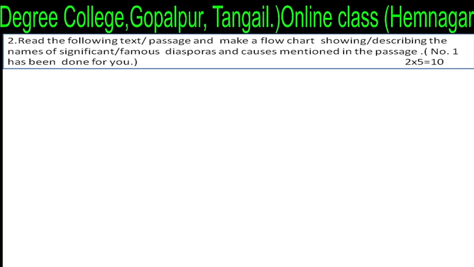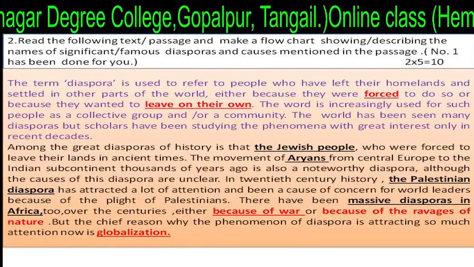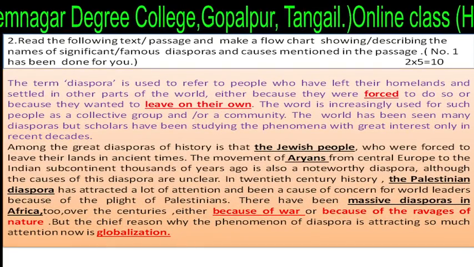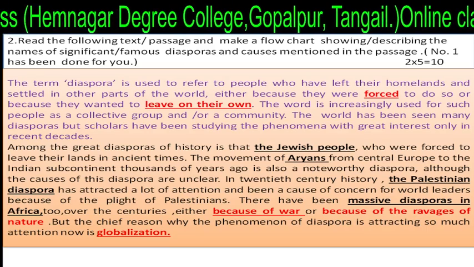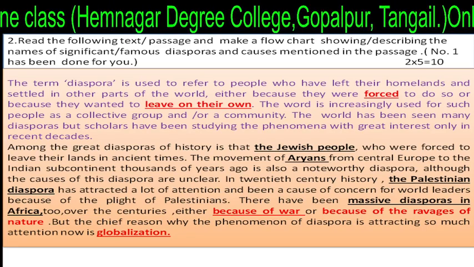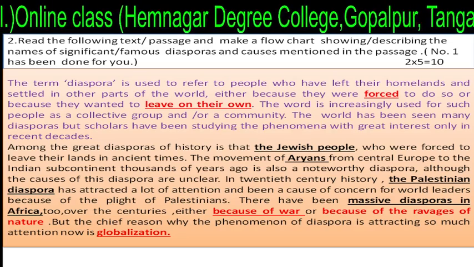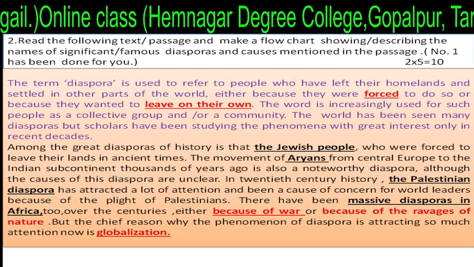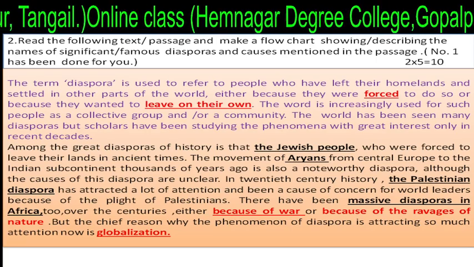Now let's study a passage. The passage is about diaspora. Now let's read out the question for flowchart. Read the following text and passage and make a flowchart showing or describing the names of significant or famous diasporas and causes mentioned in the passage. Number 1 has been done for you.